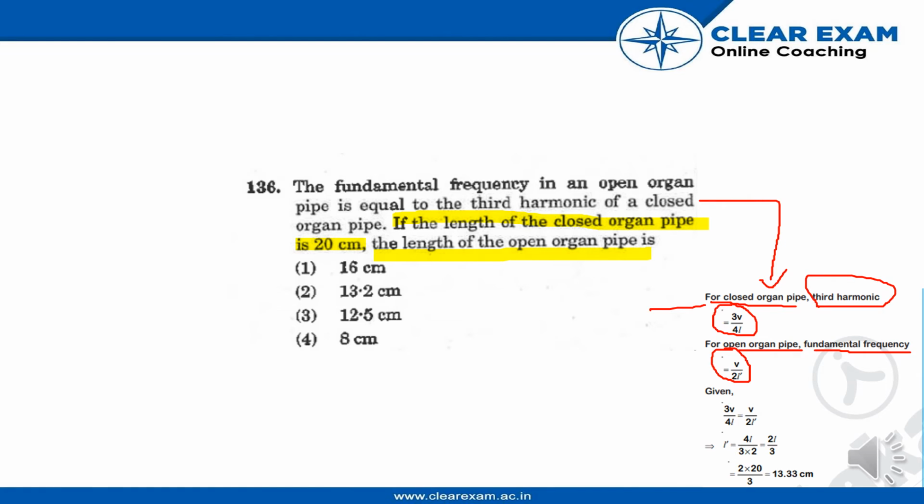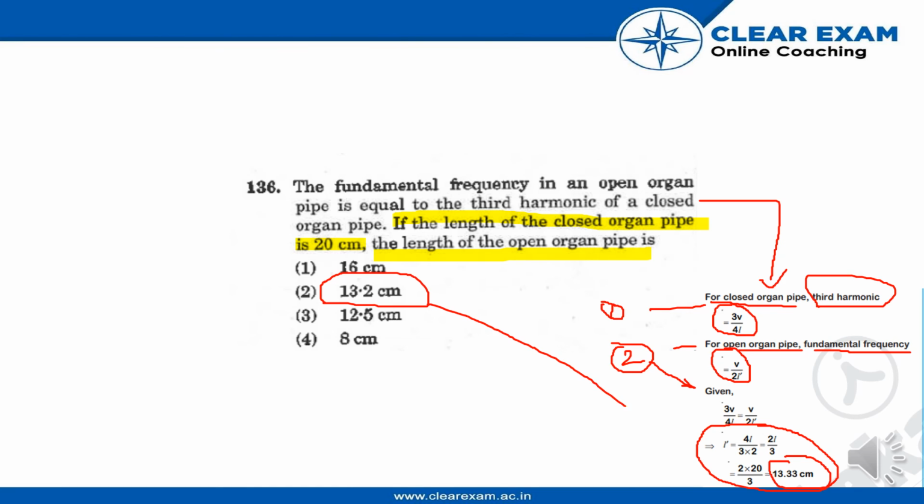So we have two things now. We will consider this as equation 1 and this as equation 2. Now we can compare these equations with each other, so we can find the value of L, that is the length of the second organ pipe, the open one. By equating these values we find the length of the organ pipe as 13.33 centimeter. So the most relevant answer to this question is 13.2 centimeters, which is close to 13.33 centimeters. Hence we can say that the length of this open organ pipe is 13.2 centimeter.